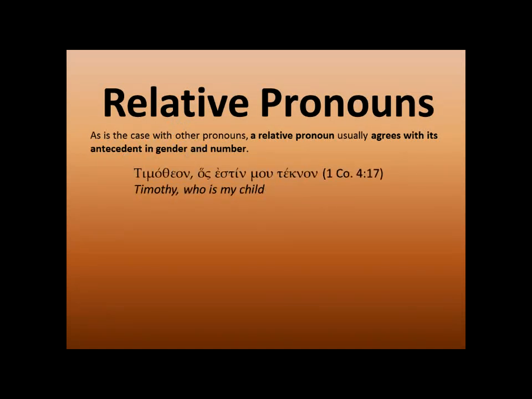In 1 Corinthians chapter 4, verse 17, we have this: Timotheon hos estin mou teknon, Timothy, who is my child. Hos estin mou teknon is the relative clause. That means, who is my child. The relative pronoun hos agrees with Timotheon in gender and number. It is masculine and it is singular because Timotheon is masculine and singular.